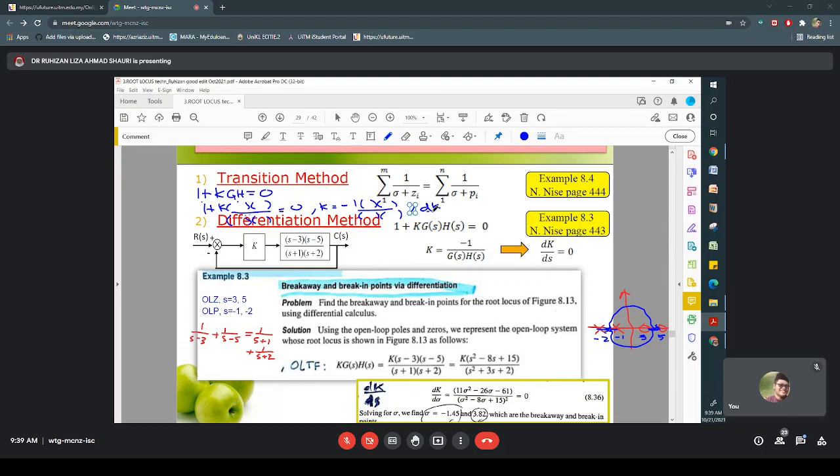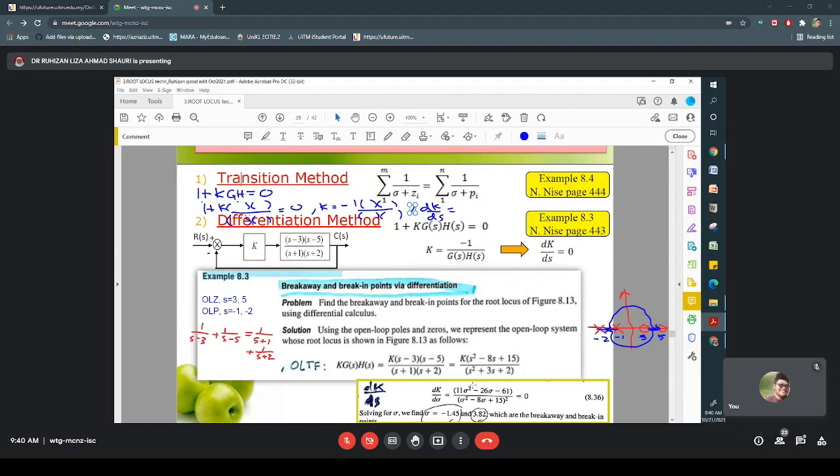Next, dK over ds. Mathematics. Now you know that here, what do you get? (s plus 1)(s plus 2) divided by (s minus 3)(s minus 5), right? When you want to differentiate on s, remember your mathematics, v du minus u dv divided by v squared. So you have to do that, and this is what you will get.